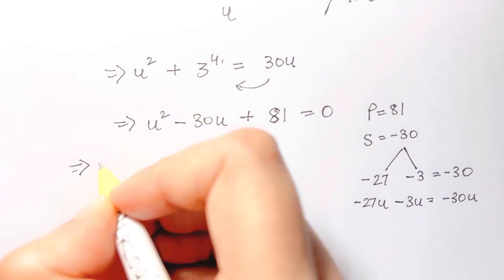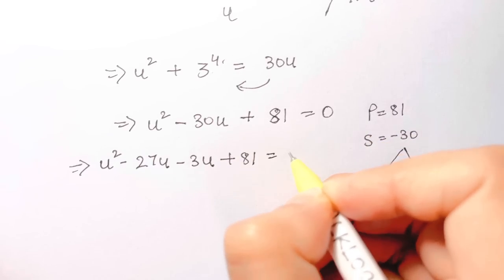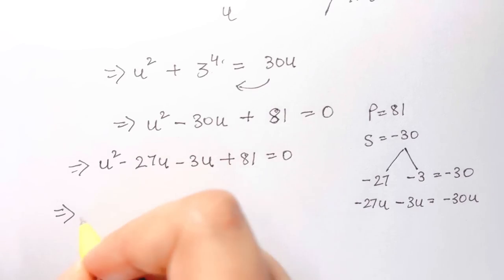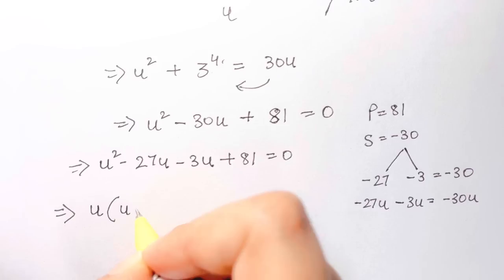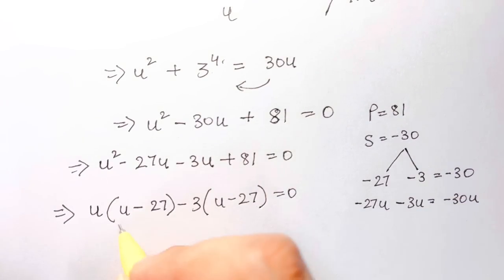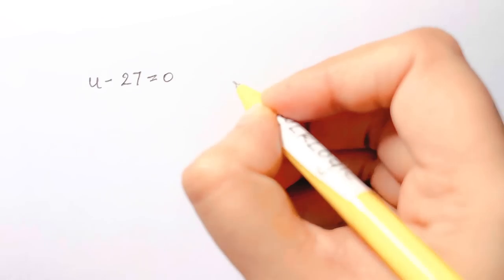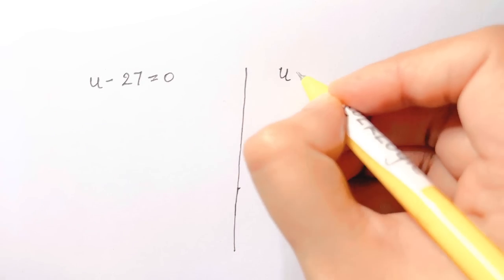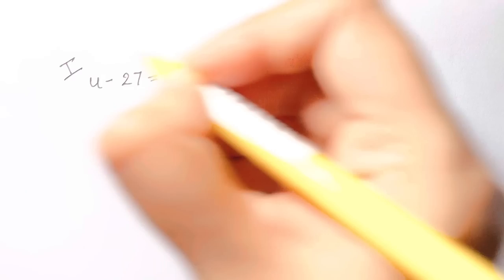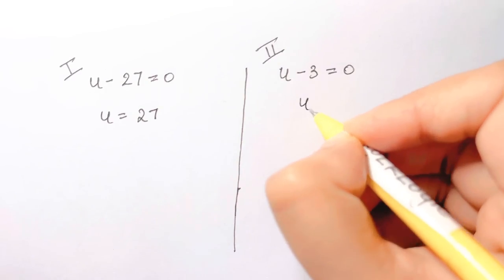So let's substitute in this. So we have u square minus 27u minus 3u plus 81 is equal to 0. Then we're going to take u common. u, we're left with u minus 27, minus 3 times u minus 27 is equal to 0. Then we have u minus 3 and u minus 27 as the two factors. One is u minus 27 is equal to 0, and another one, u minus 3 is equal to 0, the first case and the second case. So from here we have u is equal to 27 and here we have u is equal to 3.